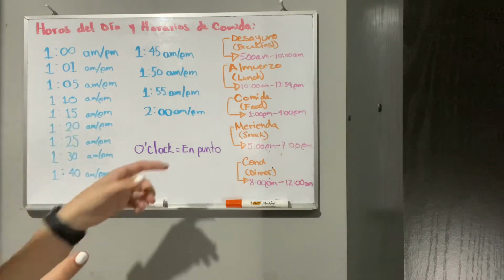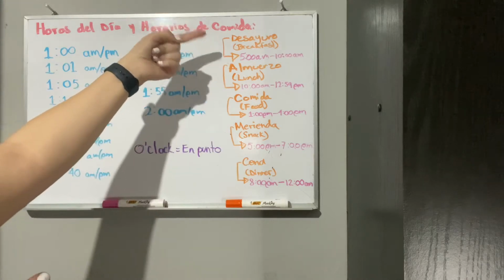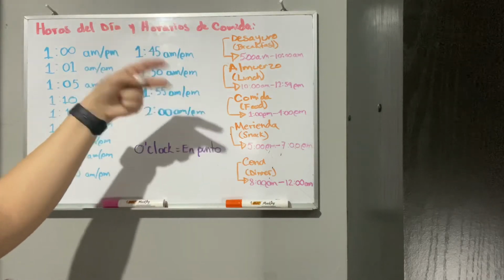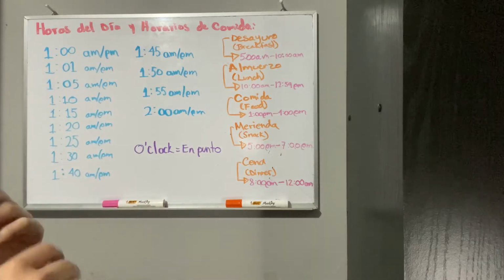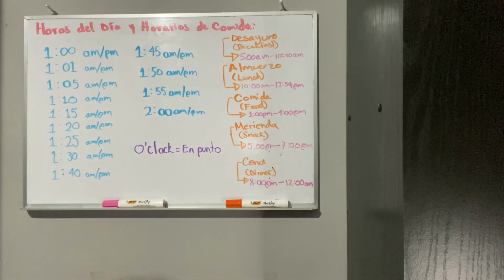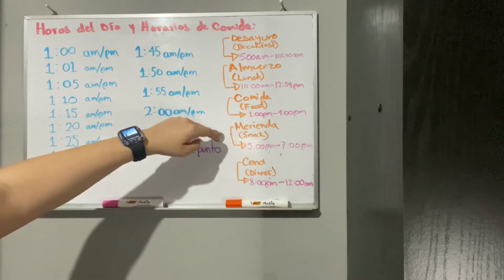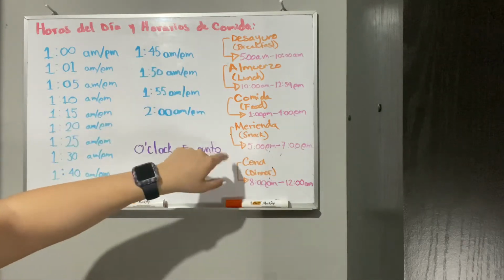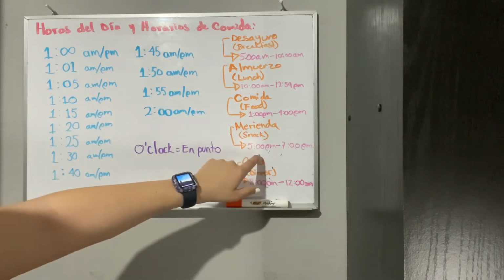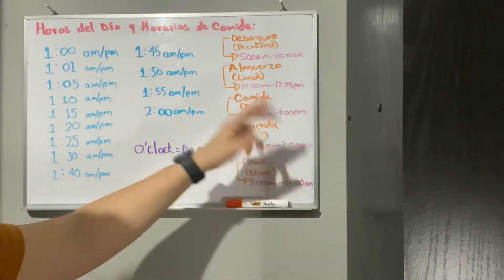The heavy foods are desayuno, comida, and cena, dinner. Breakfast, food, and dinner are the heaviest. The lighter ones, more like a snack, depending, are almuerzo and merienda. The next one, merienda, like a snack, we could call it. It starts from 5 p.m. to 7 p.m. and then the dinner.